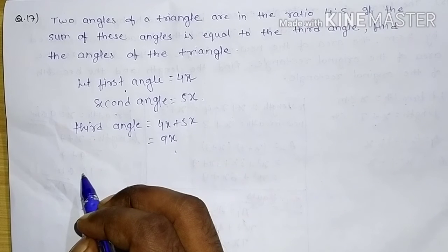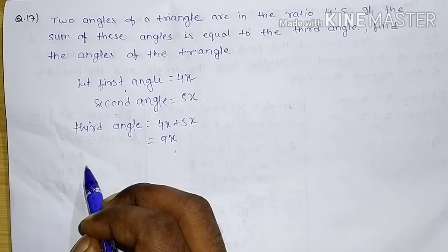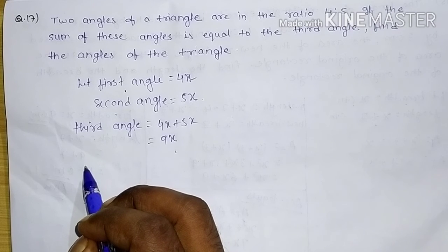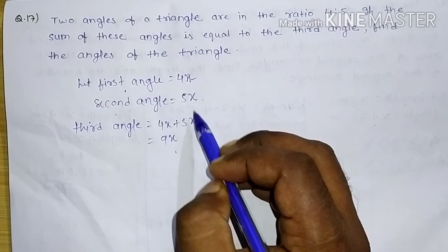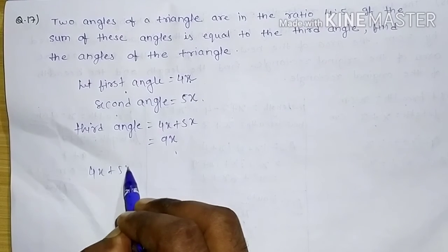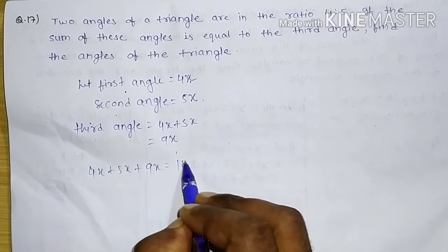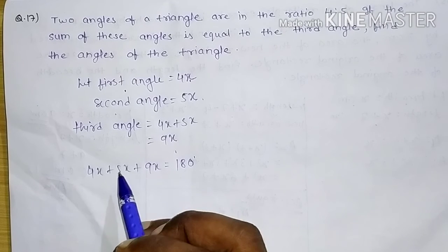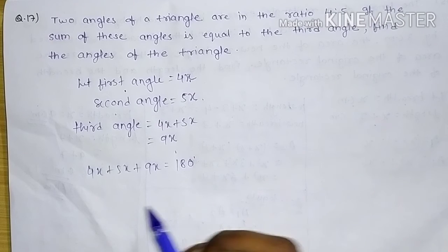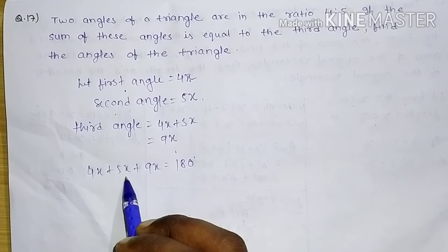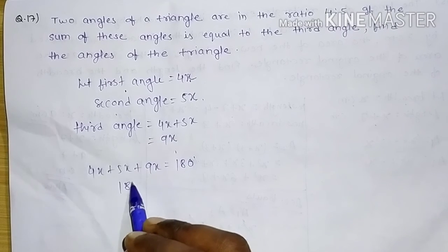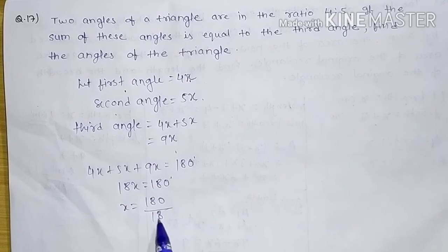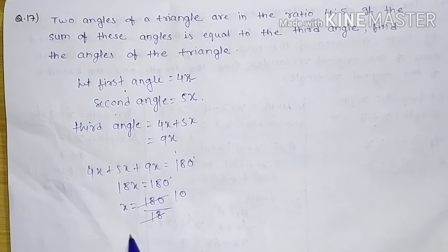So we know that by the property, the sum of three angles of a triangle equals 180 degrees. So according to this property, the sum of all these three angles, that is 4x plus 5x plus 9x, equals 180 degrees. So this property we know. Just add these: 4x plus 5x, that is 9x, and 9x plus 9x, that is 18x, equals 180 degrees. So x equals 180 divided by 18. So it will be cancelled out. 18 1s are 18, 0. x equals 10.